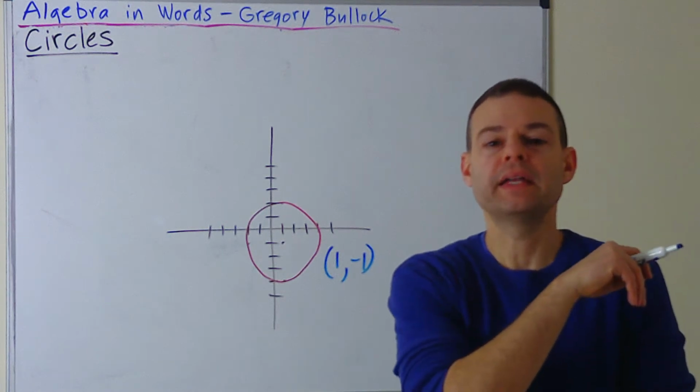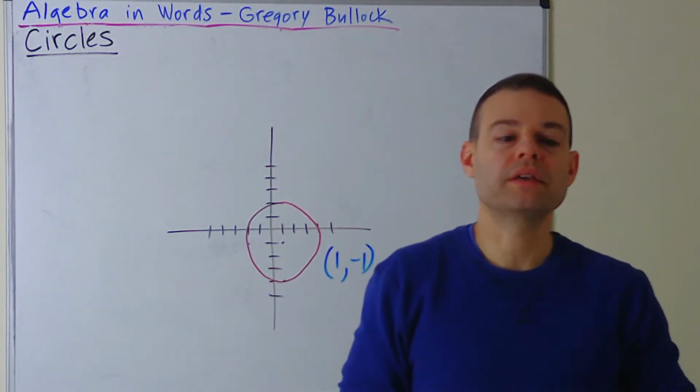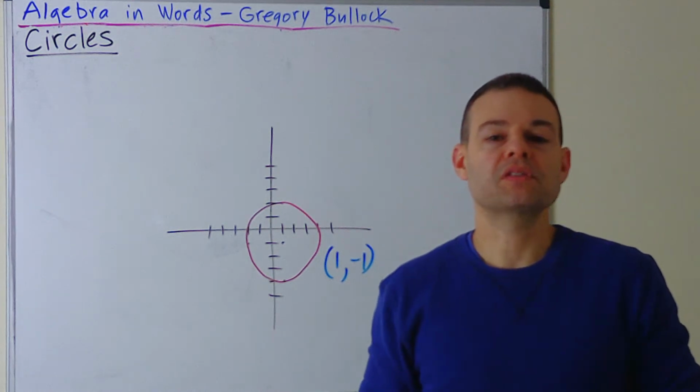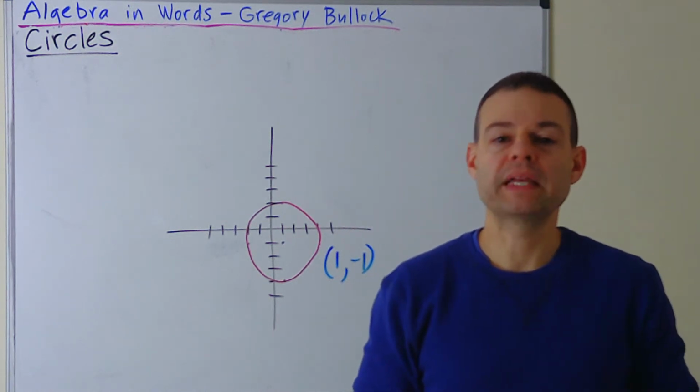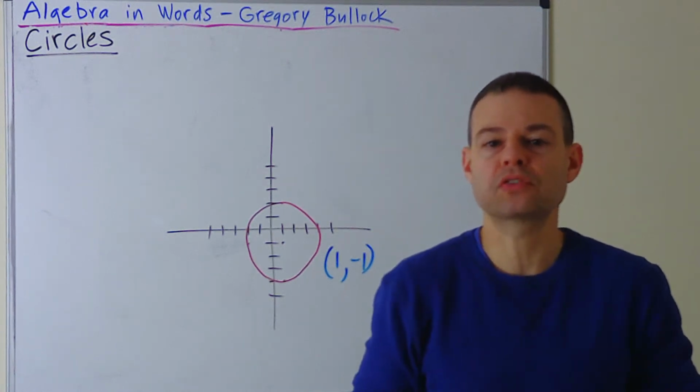Okay? And now, assuming that that's here, let's determine what the radius is. So let's count from the center, up, down, right, and left, to see how many units up, down, right, and left it is. And it should match, but let's just make sure.